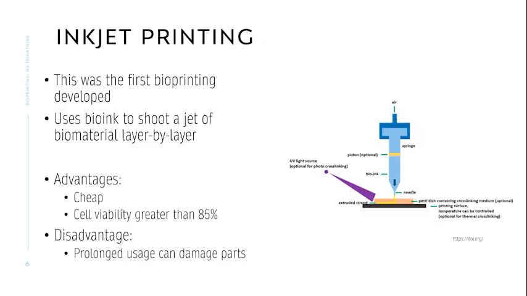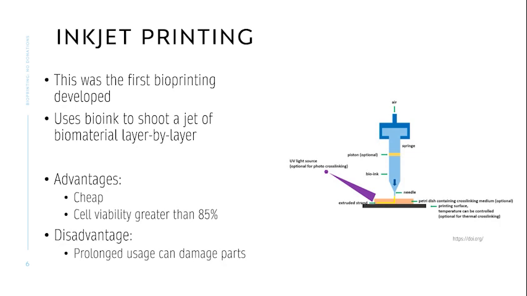Now we're going to go over the different types of bioprinting. First is inkjet printing. Inkjet is the first type of bioprinting created and is most similar to PLA 3D printing. It uses a container of bioink, which is pushed through a nozzle, where it creates a layer by layer formation to create the structure. The main advantage of using the inkjet method is that it is one of the cheapest methods and has a high cell viability. A big disadvantage is prolonged usage can create damage within the parts.